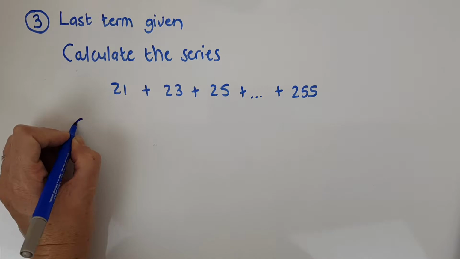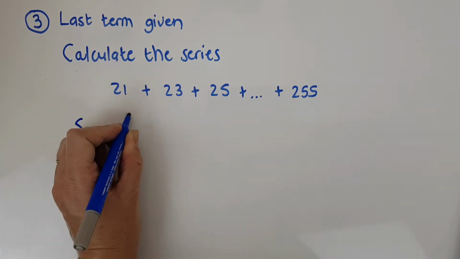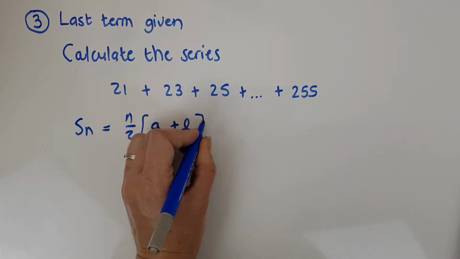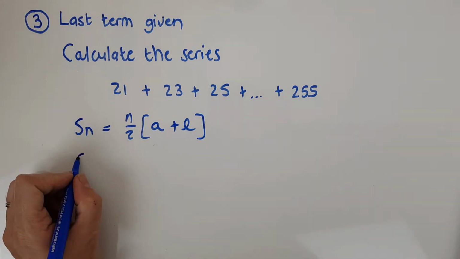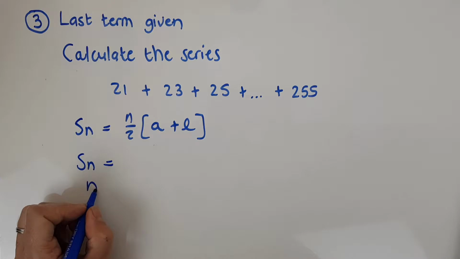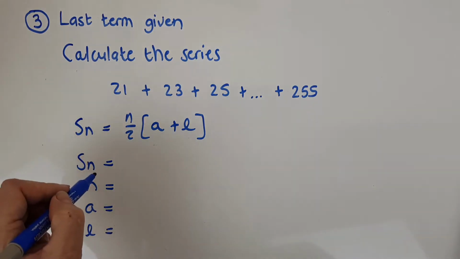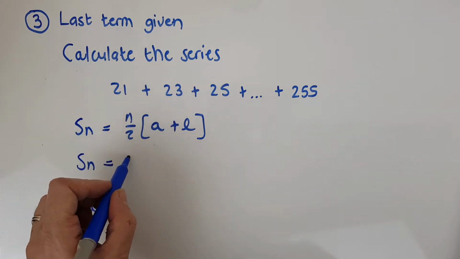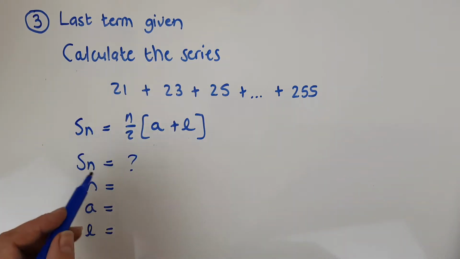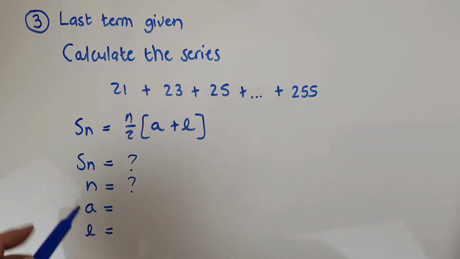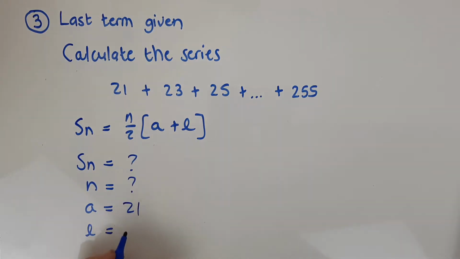So I'm going to have this one. Okay, and I'm going to just write down everything I've got and what I need. So I've got Sn and n and a and l. Sn, that's what I've got to calculate. n, I don't have n. Okay, problem. a I've got is 21 and l I have as 255. So what do we do now?